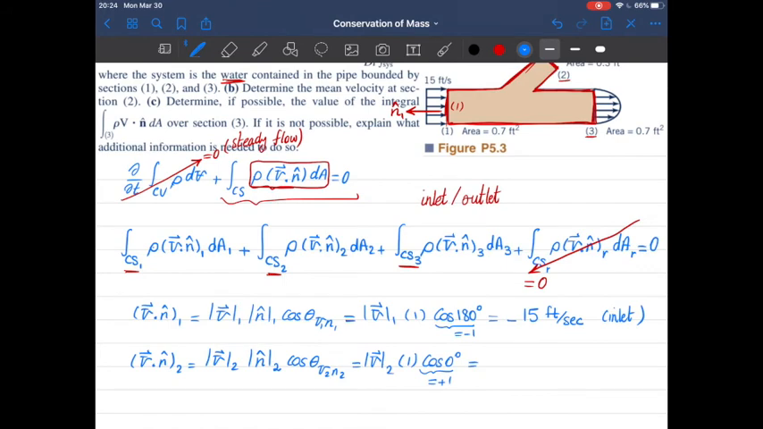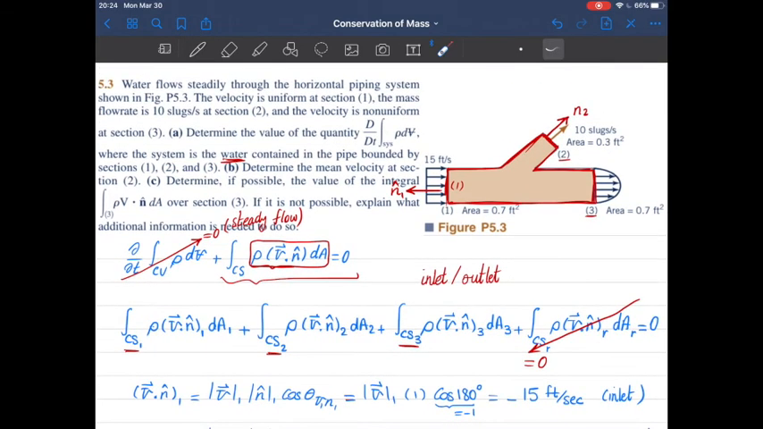So this will be equal to the velocity at point 2, which we found in section B, and it was equal to 17.18 feet per second. And this is the outlet. As you can see, for the inlet we had a negative sign, and for the outlet we have a positive sign, since the velocity and the normal to the surface are in opposite or the same directions.